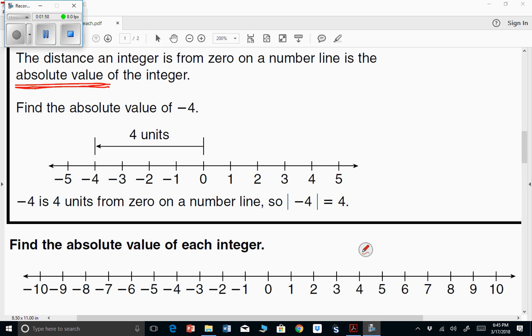So the absolute value of -4, well, it's 4 jumps from zero. 1, 2, 3, 4. So the absolute value of -4 is 4. And the way that that's written is this right here. This reads, the absolute value of -4 equals 4. So these lines right here, they say the absolute value of.